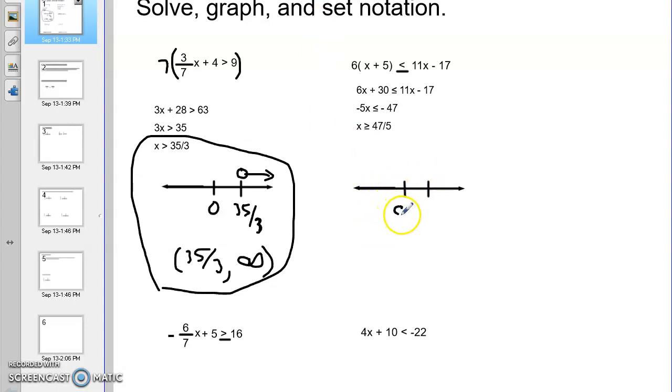I come to my number line, put my 2 spots here, we get 0, we get 47 over 5, and then from there, we have a closed dot, because it's greater than or equal to, and my line is going to the right. For my set notation, it's a bracket. So it's 47 over 5, comma, infinity, and then a parenthesis around the infinity.